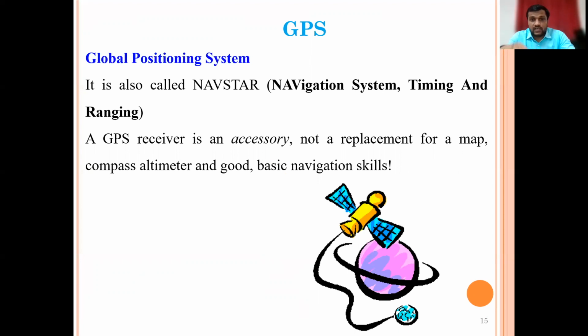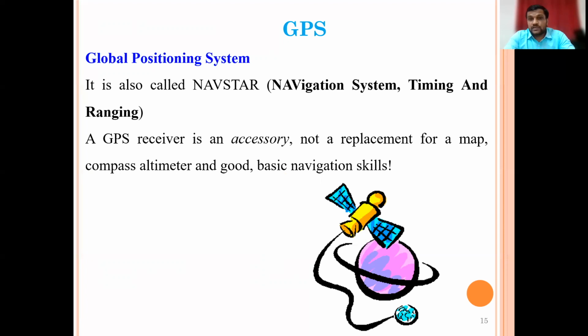GPS is also known as Navistar, the Navigation System, Timing and Ranging. GPS helps us to locate and identify the real world coordinates, in terms of latitude and longitude, of any feature, any object, any land parcel over the land surface. So GPS is very important for GIS.